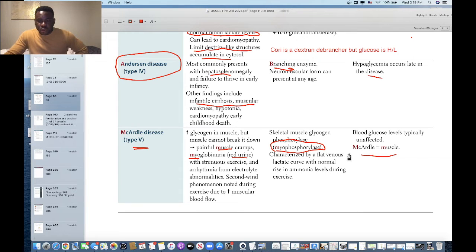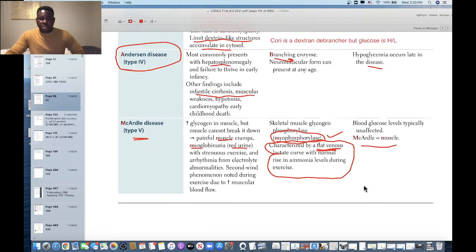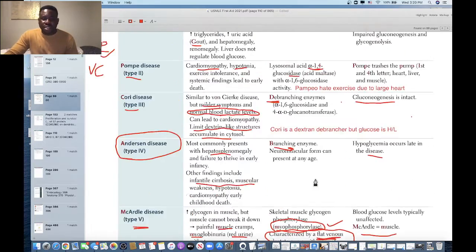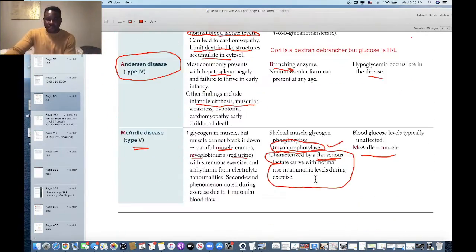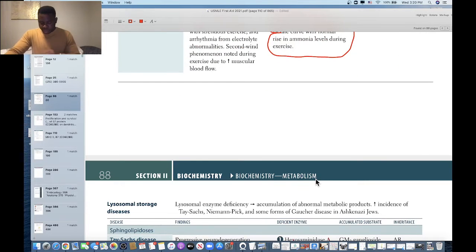One thing you want to know for sure is that they have a flat venous lactate curve with a normal rise in ammonia. Take note of this. If you can remember, a flat venous curve is always McArdle. So that's what I remember. McArdle has myoglobinuria. That is one thing you want to remember. They have muscle cramps, and the deficient enzyme is myophosphorylase. I hope this makes the whole thing easier for you to appreciate. Let's go to the next page.